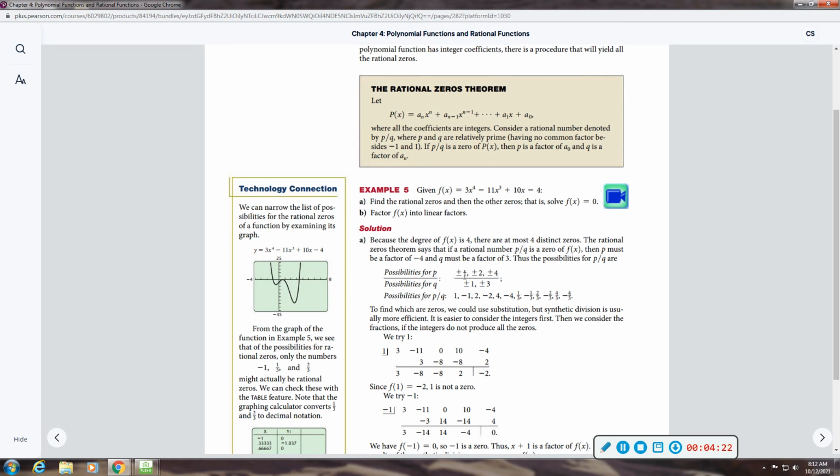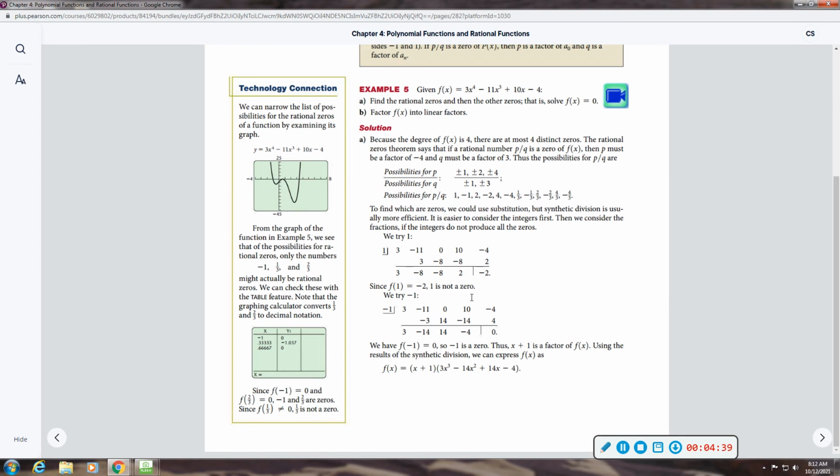So they do 1, 2, and 4 divided by 1. So they give us 1, 2, and 4, positive and negative. And then they do 1, 2, and 4 divided by 3. So you've got 1 over 3, positive and negative, 2 over 3, positive and negative, and then 4 over 3. So that's what the rational zero theorem is doing. We'll also do that when we get to my math lab.